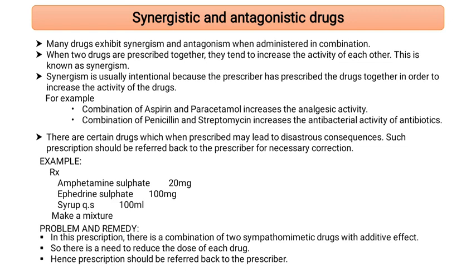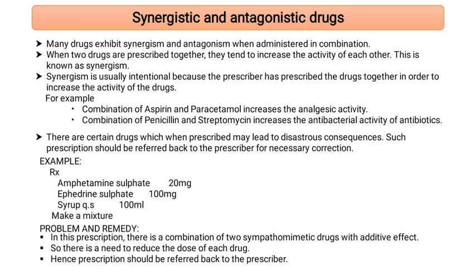Then next one is synergistic and antagonistic drugs. There are many drugs which exhibit synergism or antagonism when they are administered together. So what is synergism? Synergism means if two drugs are taken together, they tend to increase the activity of each other. This is called synergism, and antagonism is just the opposite. That is, if two drugs are prescribed together, they have the tendency to decrease the activity of each other.